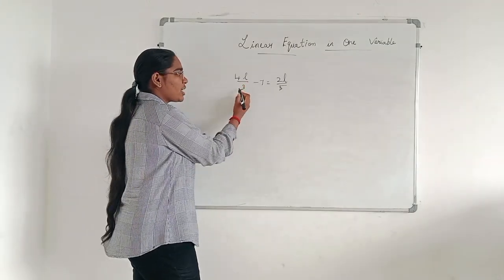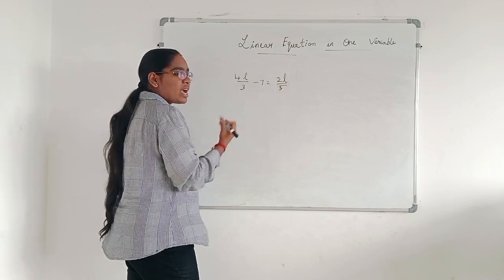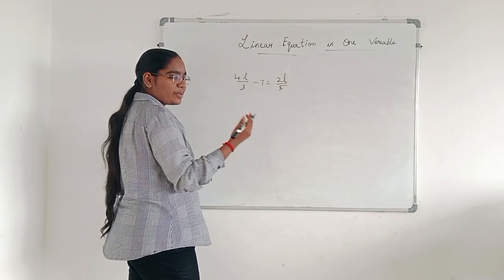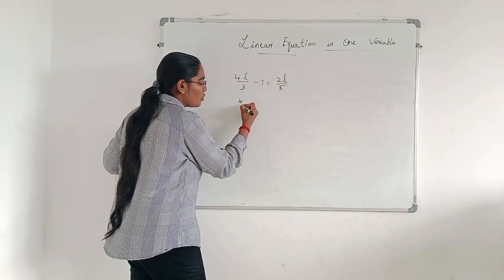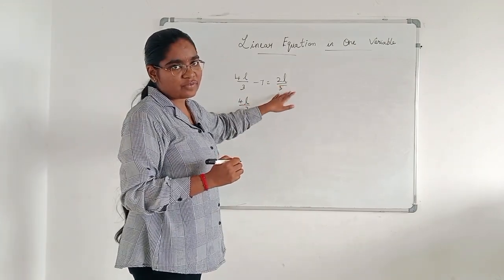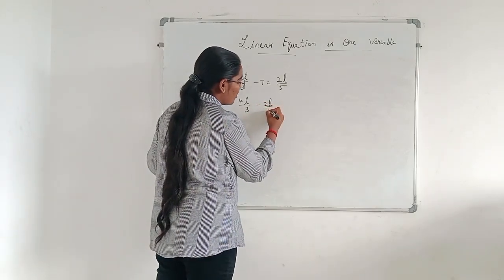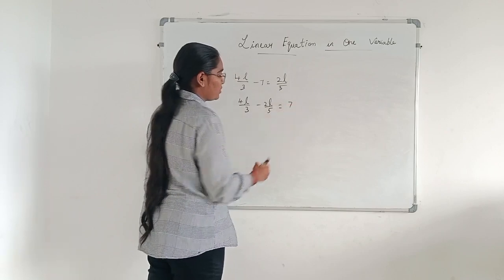So here, 4l divided by 3 minus 7 equal to 2l by 5. As usual, those variables should be on one side. So 4l by 3, this is positive, so when it moves to the other side, it will become negative. So minus 2l by 5 equal to plus 7.